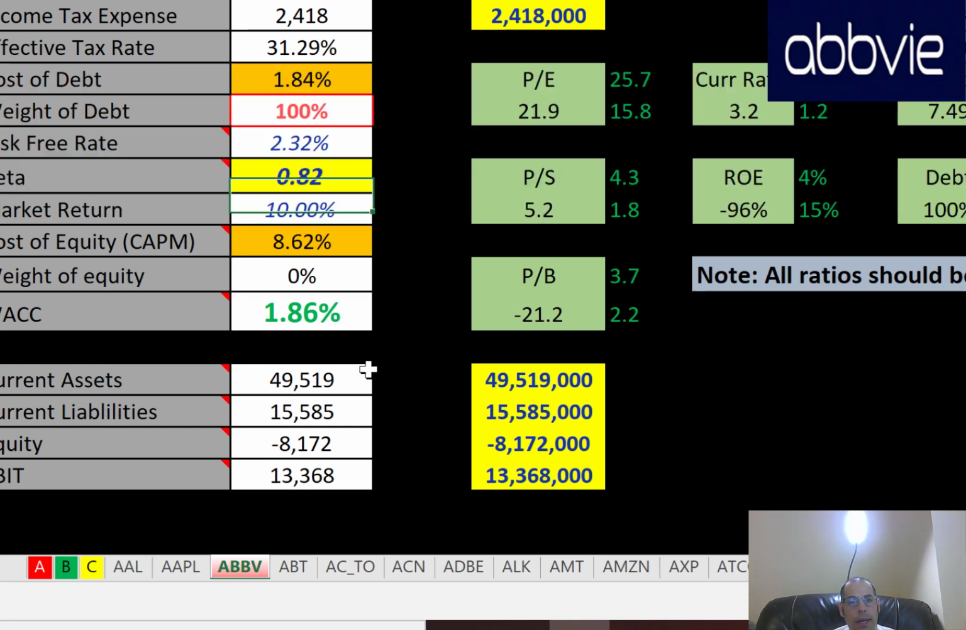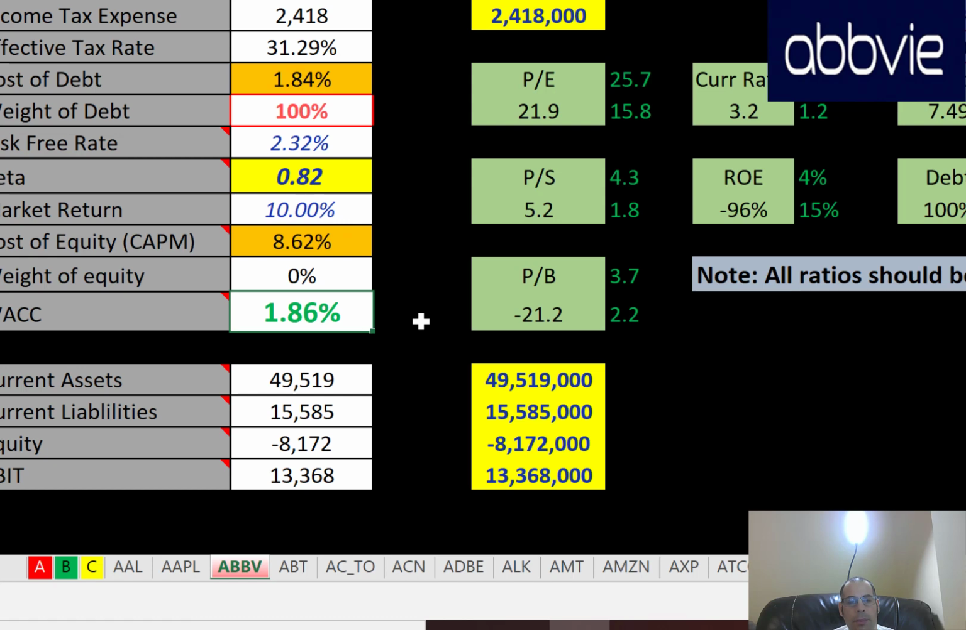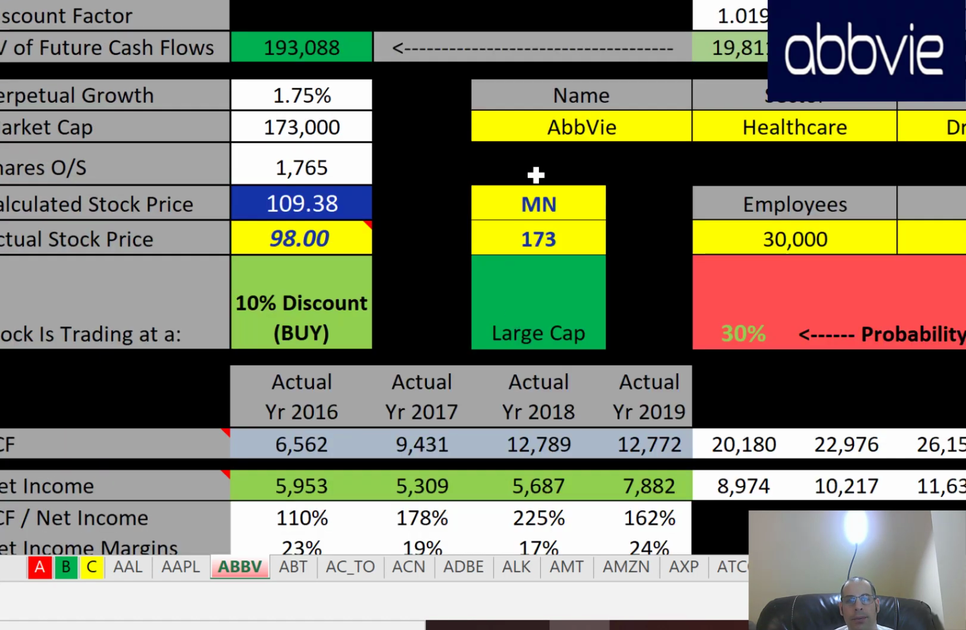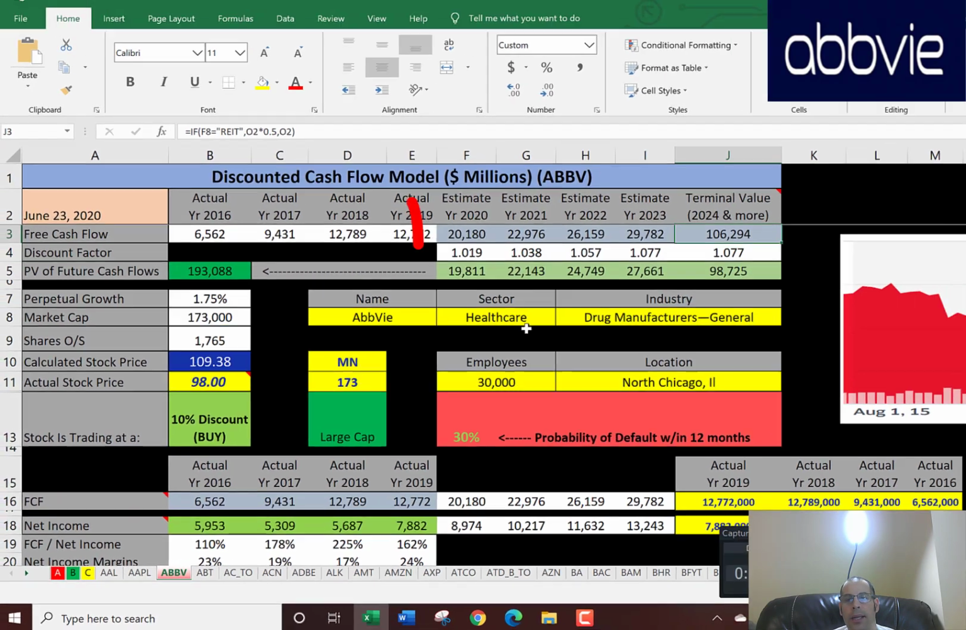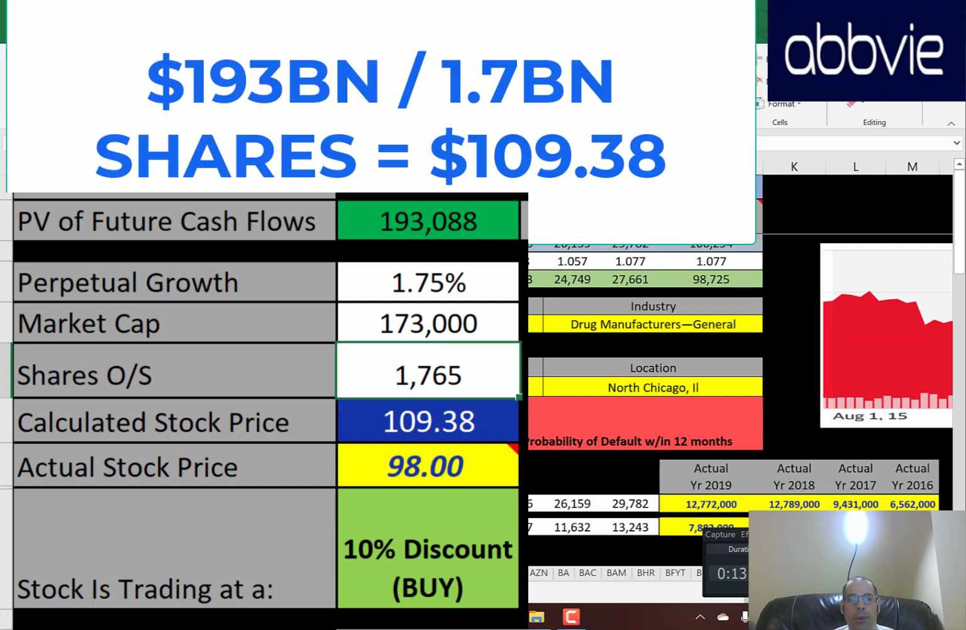So to get their weighted average cost of capital, it's a blend of cost of debt and cost of equity, and that comes out to 1.86%. And that's what we're going to use to discount the future cash flows. So we estimated 4 years of future free cash flows. Then we did a terminal value, which is all years past year 4. We discounted those numbers back to today, and we get a value of the company of $193 billion.